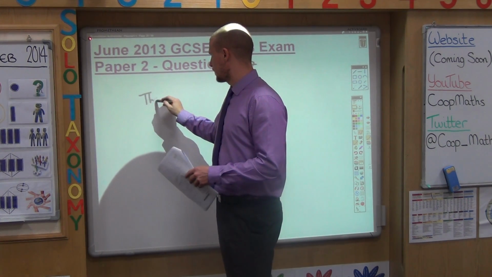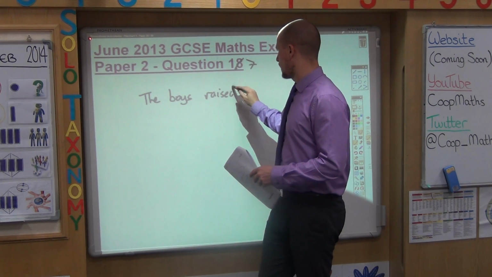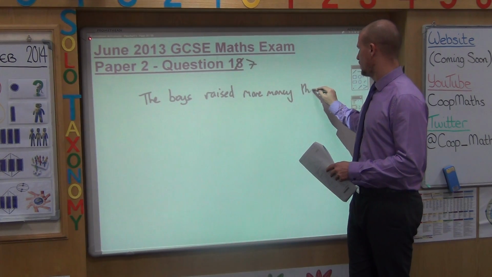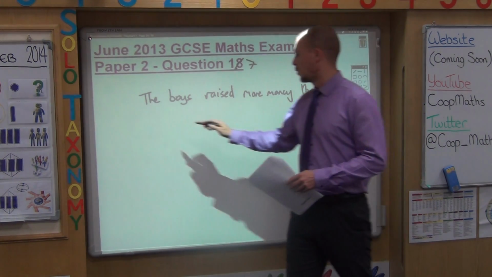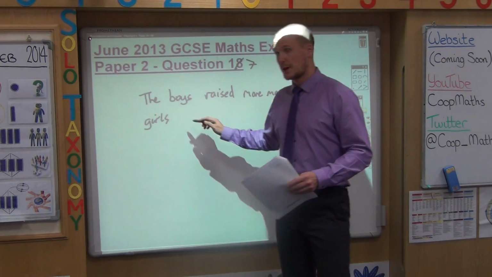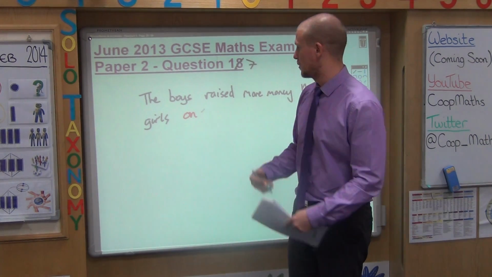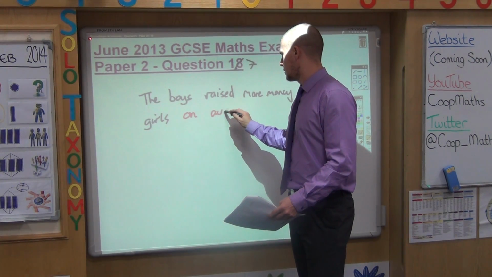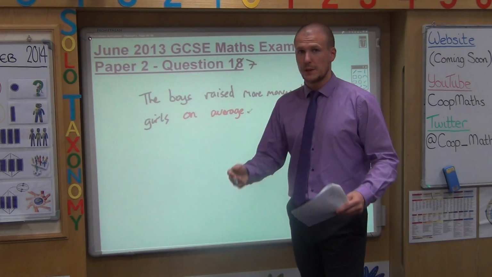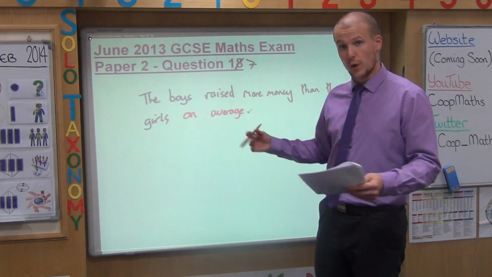The boys raised more money than the girls. And it's important to state that it's on average, because you're comparing the medians. It's not an overall basis that every boy raised more than the girls. It's just on average. Okay, that's comparison of medians, comparison of the amounts of money, 1 mark.